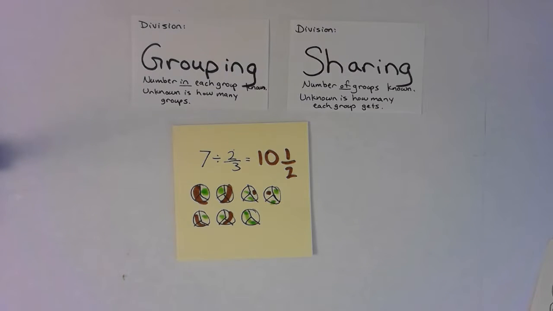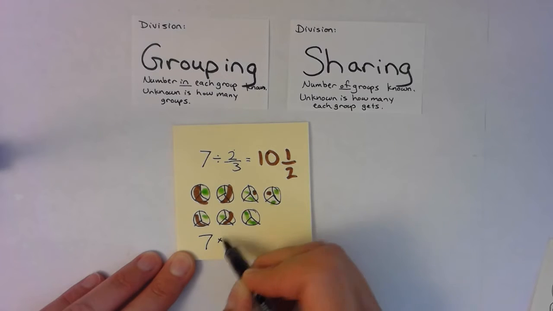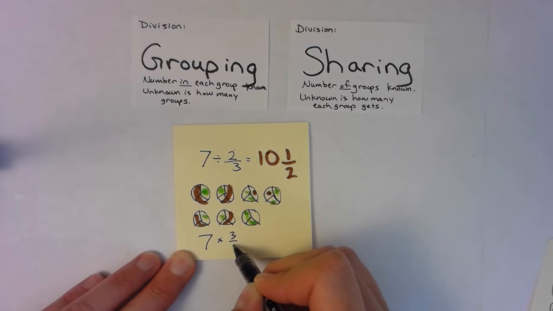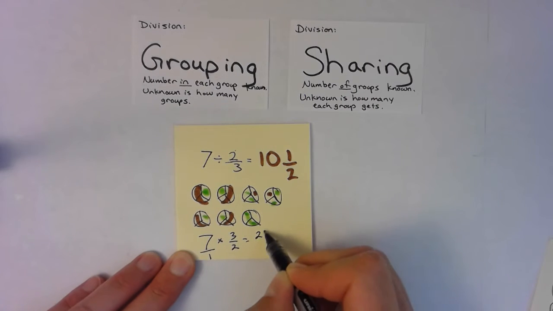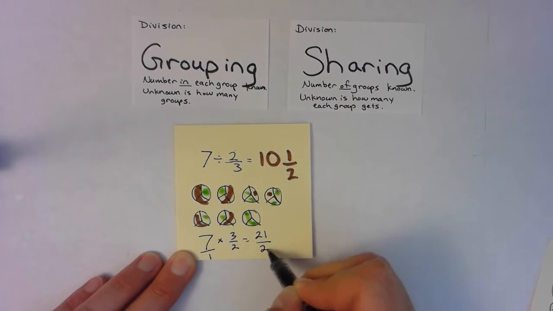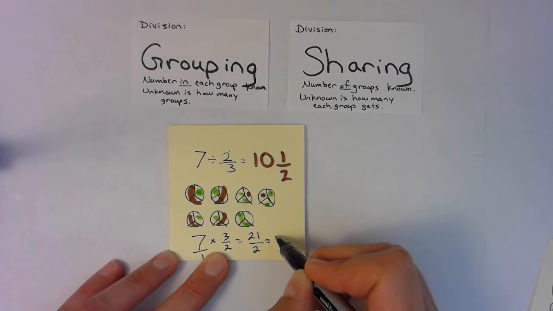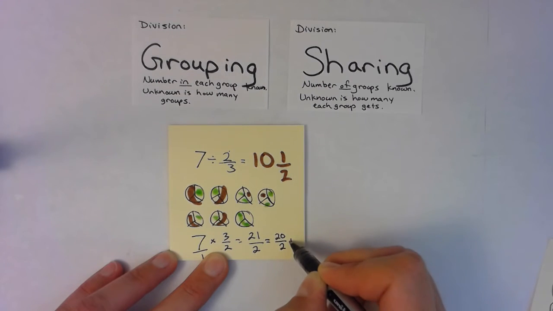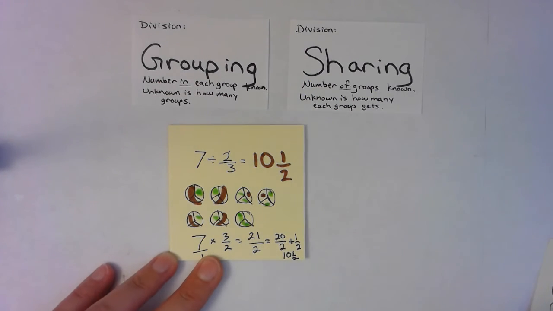So let's go ahead and compare that to our funky algorithm. Keep the same number, multiply by the reciprocal of the second number. Put my denominator here, multiply across. 7 times 3 is 21. 1 times 2 is 2. And 21 over 2 is the same as 20 over 2 and 1 over 2, which is the same as 10 and a half. So my answer matches.